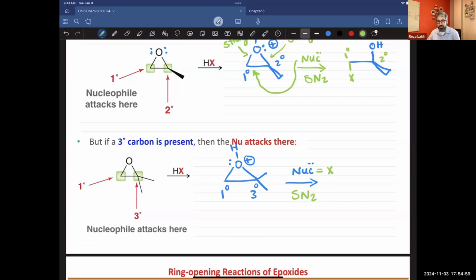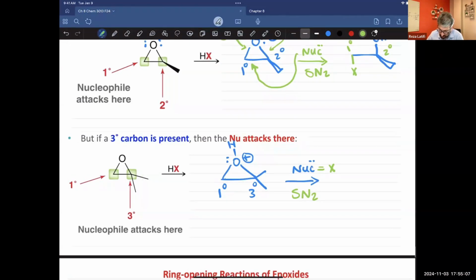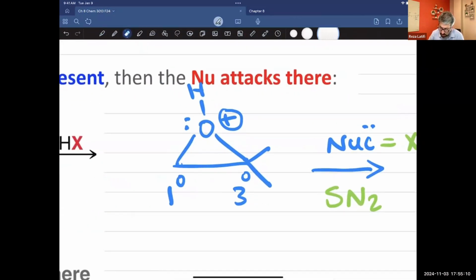Okay, so again, similar to the previous one, it is an SN2 reaction. But now I have a tertiary carbon versus a primary. Tertiary is more capable of handling positive charge because oxygen doesn't want to have the positive charge. So what does it mean? It means this bond is not going to be that strong a bond. So instead of drawing one solid line, I'm going to show it by a dashed line. And what does it mean? It means this one is a weaker bond. That one is a stronger bond.